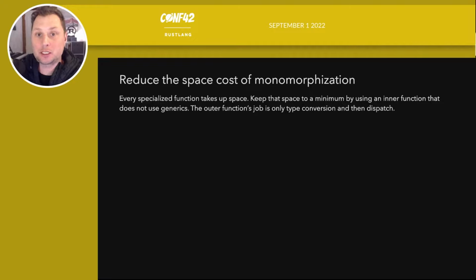Let's reduce the cost of monomorphization. That sounds a bit crazy. Whenever you use generics, the compiler will generate a specialized version of a function for all of its input types. This takes up space. We can actually avoid some of that space by being a bit sneaky.